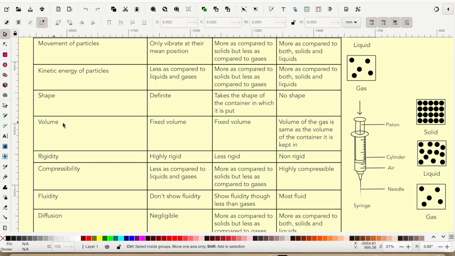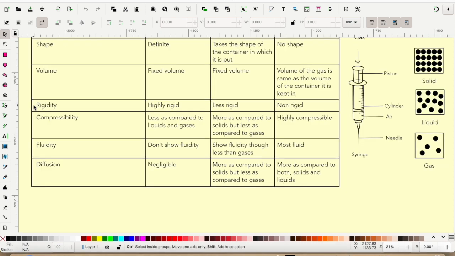Next property is volume. Solids have definite volume. For example, how much space a box will occupy is definite. Liquids too have definite volume, as we say 5 liters of water, 2 liters of oil. Gases don't have definite volume. Volume of gases is same as the volume of the container they are filled in.